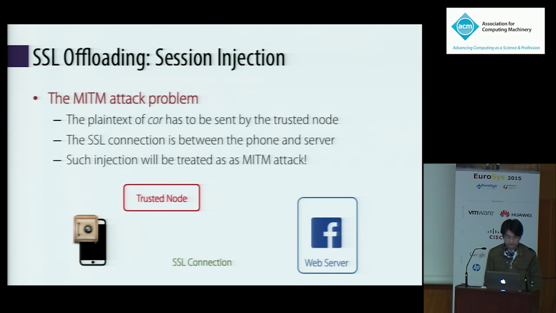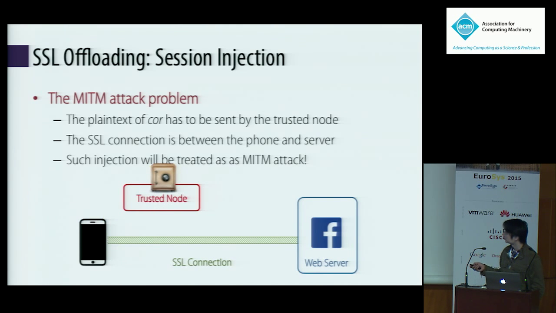However, the SSL protocol forbids us to send cor data from the trusted node. For example, if we run an application on the mobile phone, it will have an SSL connection with the web server. And once it needs to send the password to the web server, it will be migrated to the trusted node. However, if the trusted node sends the cor data, it will be considered a man-in-the-middle attack.